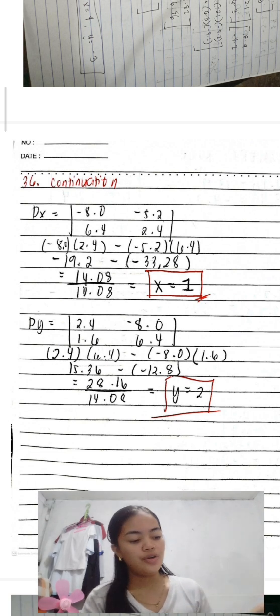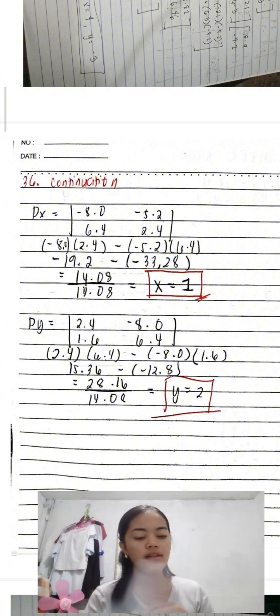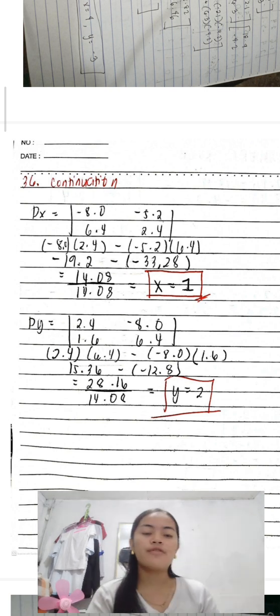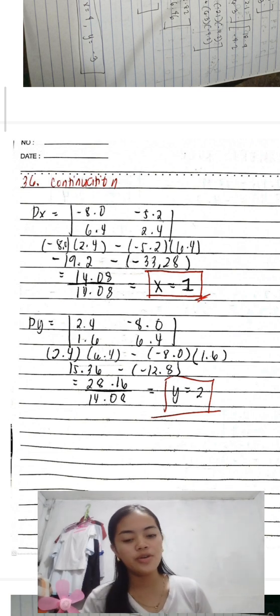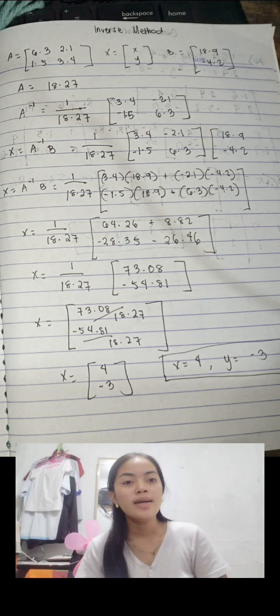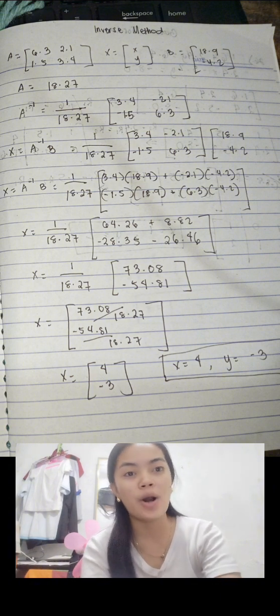You first find the D, and after getting the D, you find the x and y using the formula. The same process: replace the x column with its constants and the y column with its constants, cross multiply and subtract, then divide by D, and you can get your final answer. So that is how we solve this item using Cramer's rule.